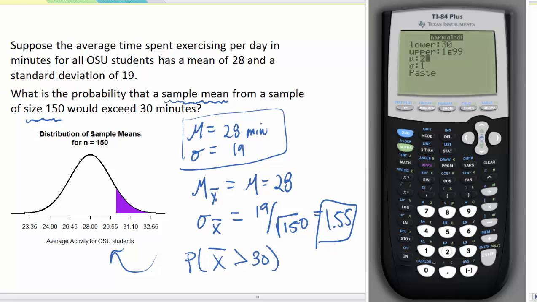Our mean is 28, and then the standard deviation is not 19. That's the standard deviation of the population. The standard deviation of x bar is 19 over the square root of 150, our sample size, which is 1.55. Enter in this, press enter, and we get a value of 0.0985.